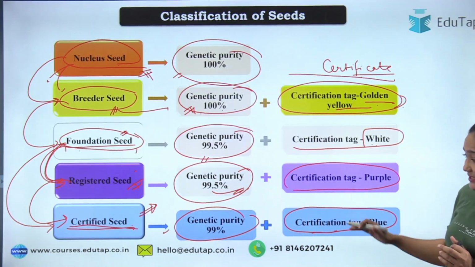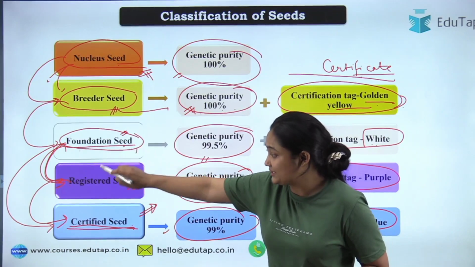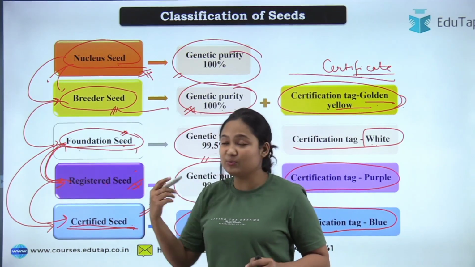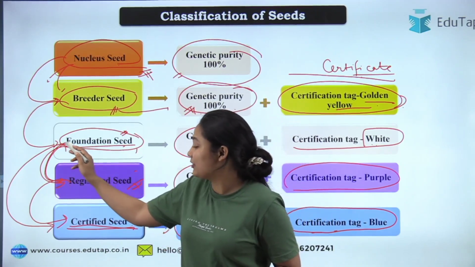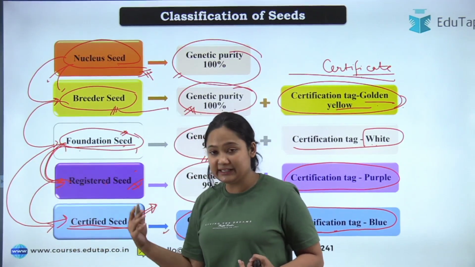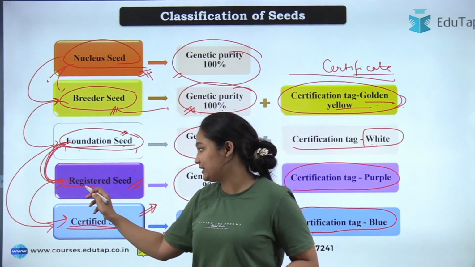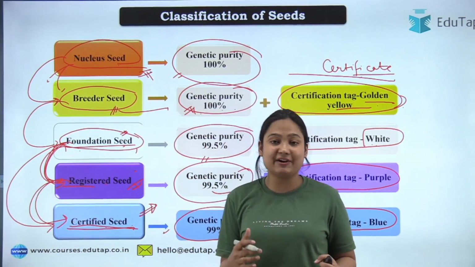So I think that much is clear. From your foundation seed, both registered seed and certified seed can come. It can happen in one step or two steps. How? Your foundation seed can directly be used for creating certified seed, or we will first develop the registered seed, and then we will create the certified seed.